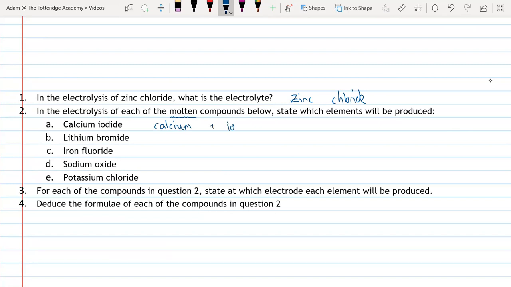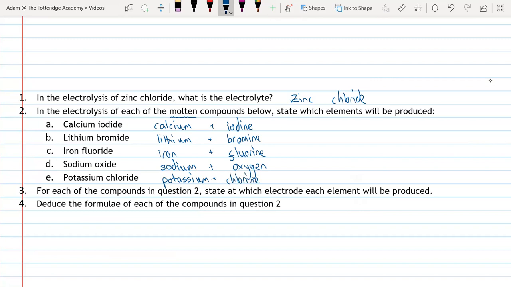So here we'll have calcium plus iodine. Here you'll have lithium and bromine. Here you'll have iron and fluorine. Here you'll have sodium and oxygen. And here you'll have potassium and chlorine. If you need a minute more to mark your work, just pause the video and do so.